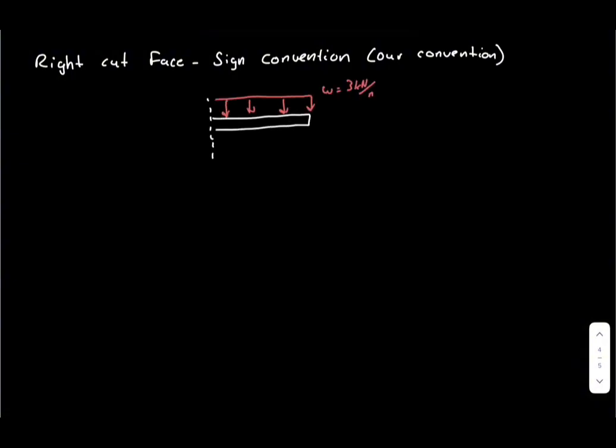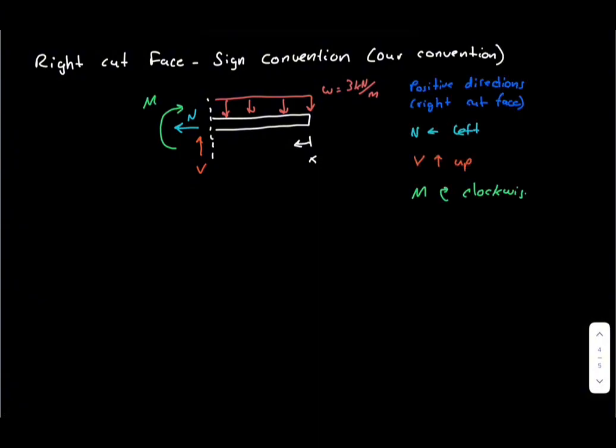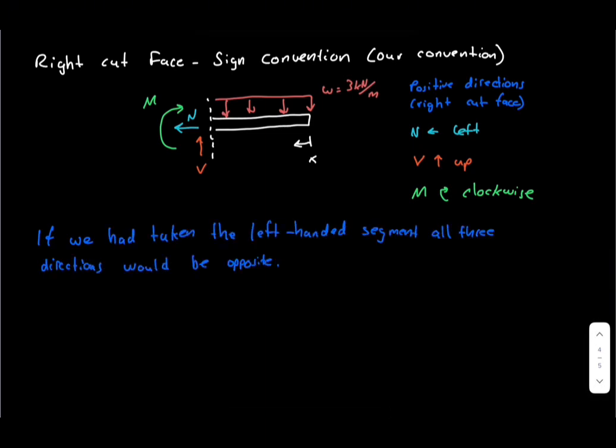We now define our sign convention. We keep the right-hand segment of the beam. On the right cut face, positive axial force points to the left, positive shear force points upward, and positive bending moment acts clockwise. Other conventions are also correct, but the arrows, equations, and diagrams must always remain consistent with the convention chosen. We begin with the axial force.